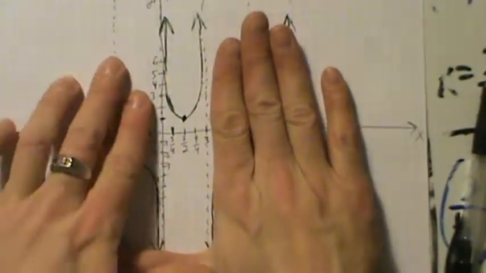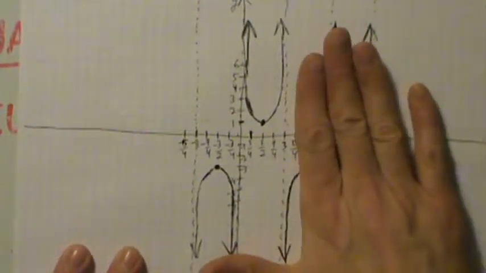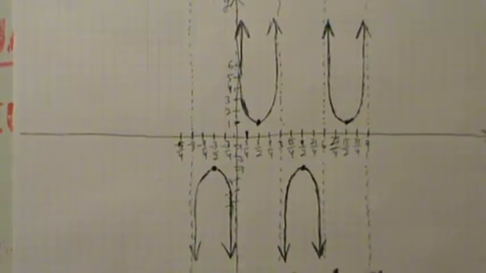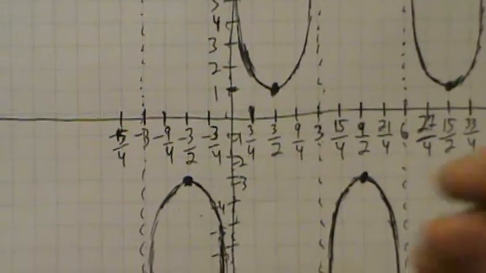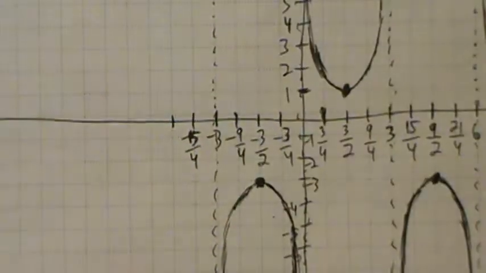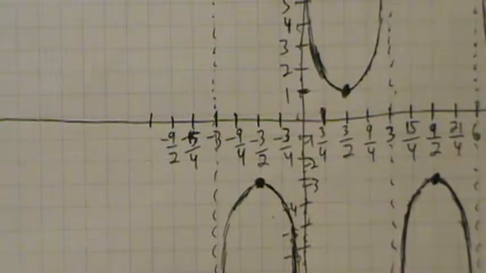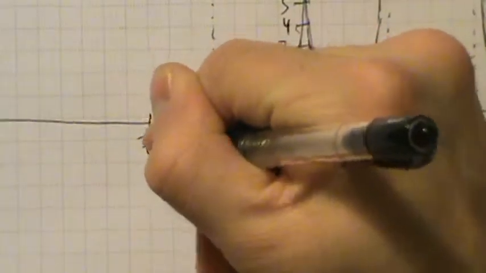Okay, so right here we started with one complete cycle. Now we just duplicated that one complete cycle to the right. Now let's take this and go one complete cycle to the left. So it's going to be all the same numbers as over here, but negative. So this one is negative 9 over 2. And then this one's going to be negative 21 over 4.